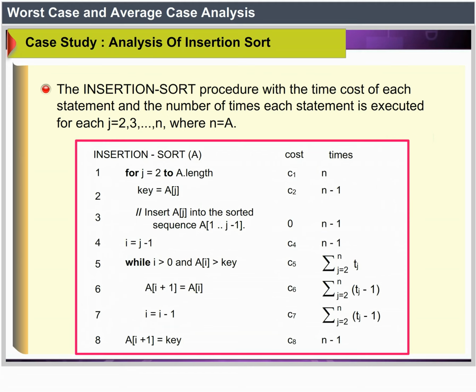The running time of the algorithm is the sum of running times for each statement executed. A statement that takes Ci steps to execute and executes n times will contribute Ci n to the total running time. To compute T(n), the running time of insertion sort on an input of n values, we sum the products of the cost and times columns, obtaining the expression shown here.